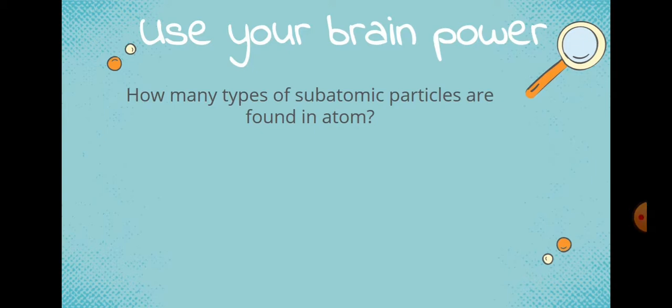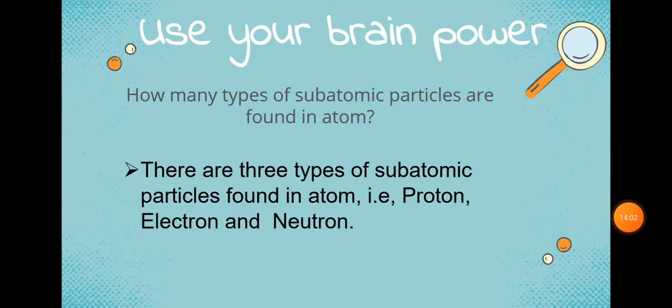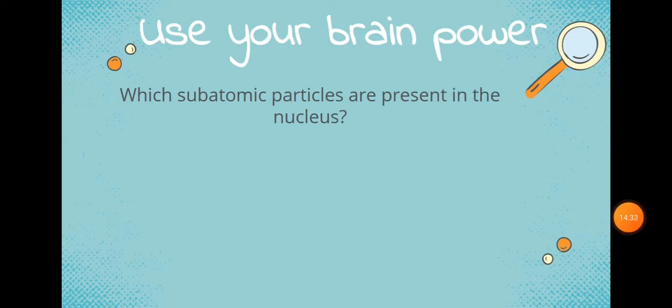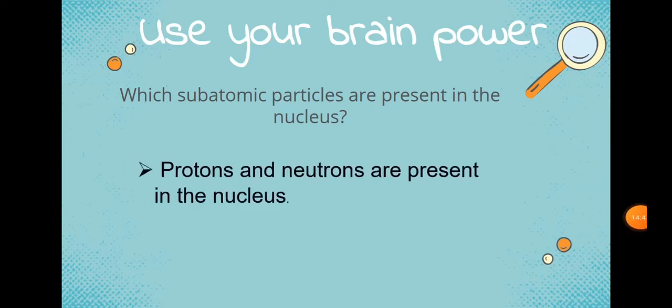Okay, now let's quickly complete this questionnaire. How many types of subatomic particles are found in an atom? Yes, there are three types of subatomic particles found in an atom. Those are proton, positive, electron, negative, and neutron, which is always neutral. Next, which subatomic particles are electrically neutral? Firstly, the neutrons are neutral, and when the protons and electrons come together in the same quantity, they again become neutral. Next question, very simple enough. Which subatomic particles are present in the nucleus, which means in the center? Yes, protons and neutrons are present in the nucleus. Protons are always positive and neutrons are always neutral, neither positive nor negative.